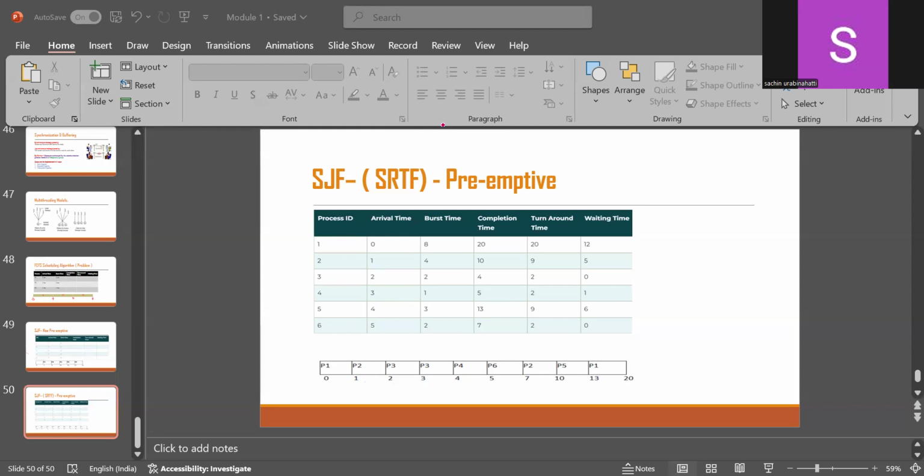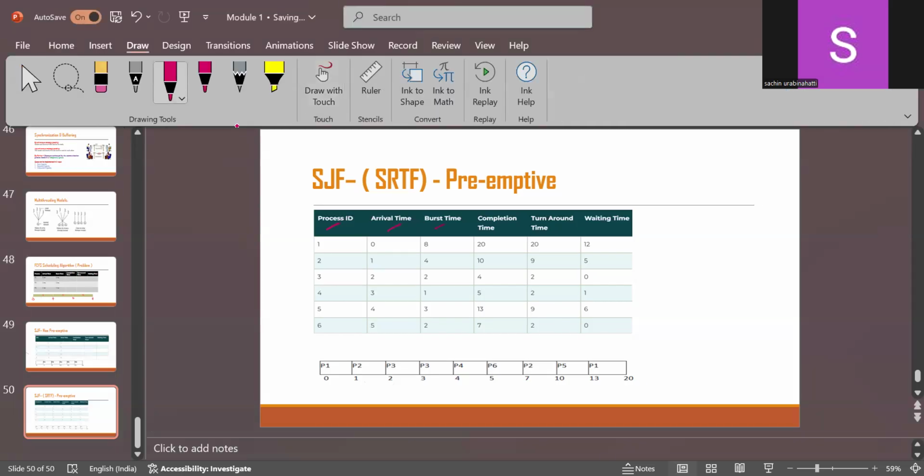In the problem, these are the three things that will be given: process ID, arrival time, and burst time. What we have to calculate is completion time, turnaround time, and waiting time. But before that, the important thing is your Gantt chart. If you draw this Gantt chart properly, then 100% the other things will go in a better way. So now let us understand how to draw this Gantt chart for shortest remaining time first.